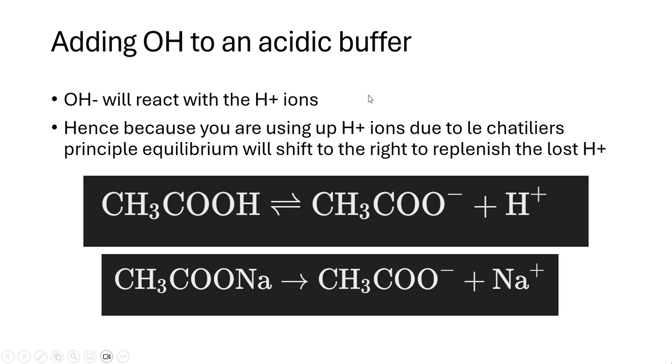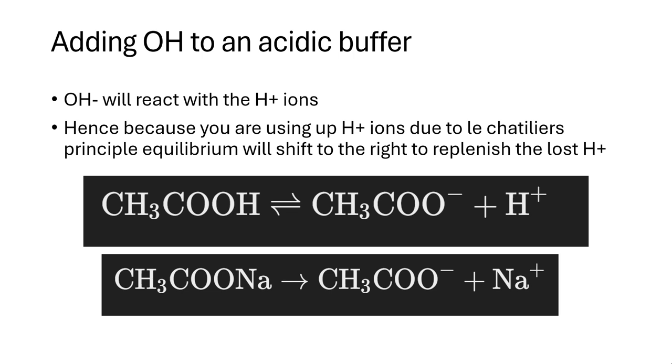Adding OH minus to an acidic buffer. So let's look now at adding a base to a buffer. As you know, if you add a base to an acidic buffer, the acidic buffer is going to counteract it, to keep the pH below 7, to keep it acidic. So let's see how that actually works. The OH minus from the base is going to react with the H plus over here. And when it reacts with the H plus, you're going to be creating H2O. Because you're using up the H plus ion there, and this is an equilibrium, due to Le Chatelier's principle the equilibrium is going to shift to the right again to replenish the H plus, and that's going to make it acidic again.